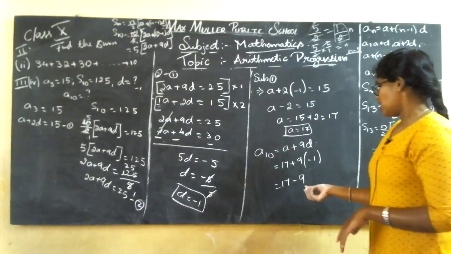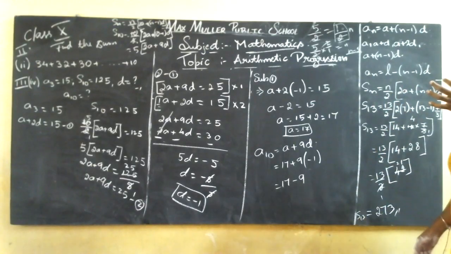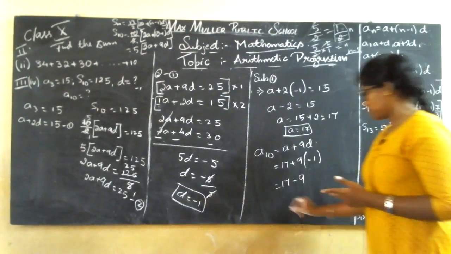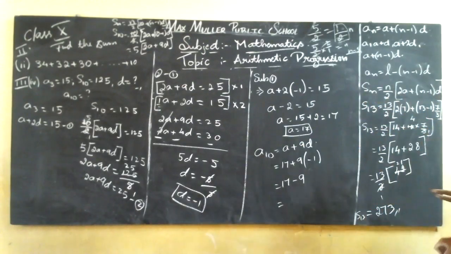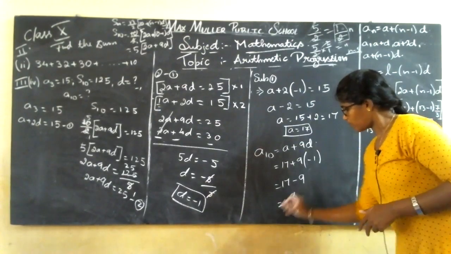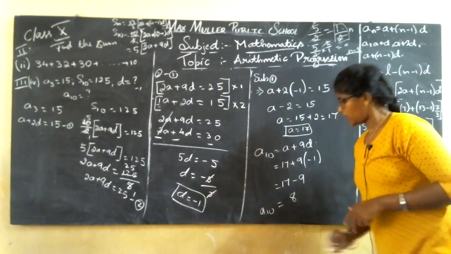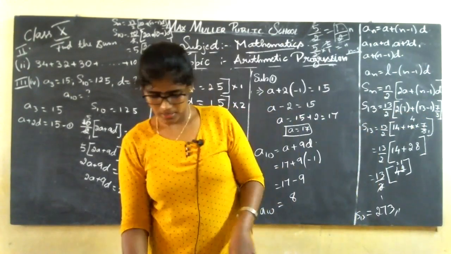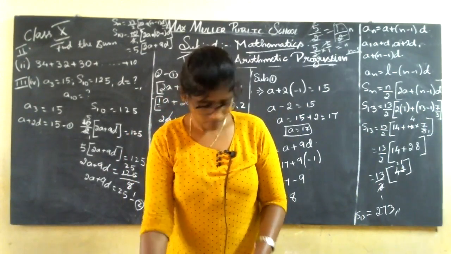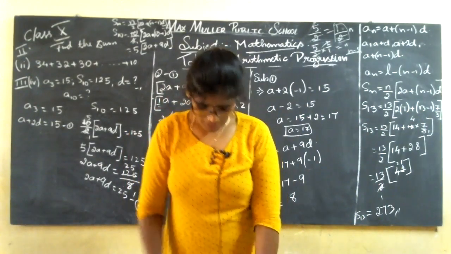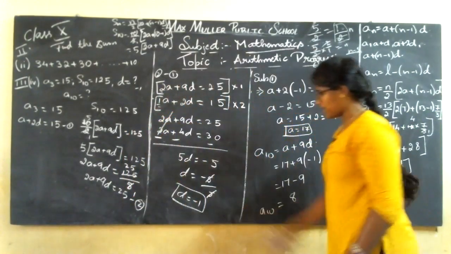So it is 7. No, it is 6. 10, 11, 12, 13, 14, 15, 16, 17. 8. Eight, minus 8. Yeah, 8 minus 8 and d value is minus 1.